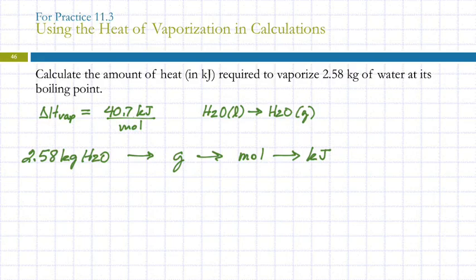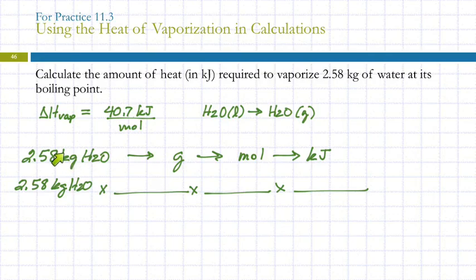Once you've got that written out, you just follow the pattern. I've got 3 arrows. I'm going to have 3 conversion factors. So I write down my starting number, 2.58 kilograms of water, and I'm going to have 3 factors here. These are the units that go on those. I'm going kilograms to grams to moles to kilojoules.